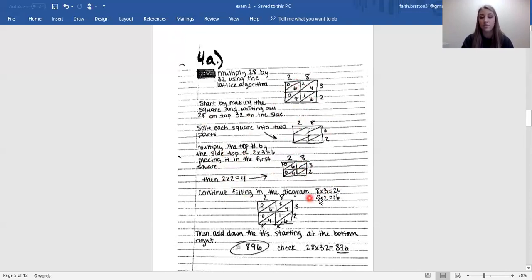Okay, you continue to fill in. 8 times 3 is 24 here, 2 on top, 4 on the bottom. 8 times 2 is 16, and you put it there. Then you add down the numbers starting at the top or at the bottom right.